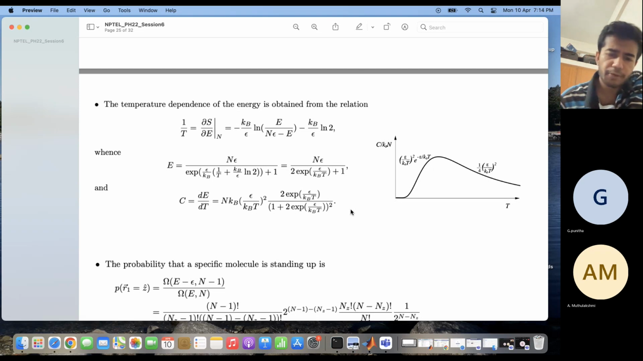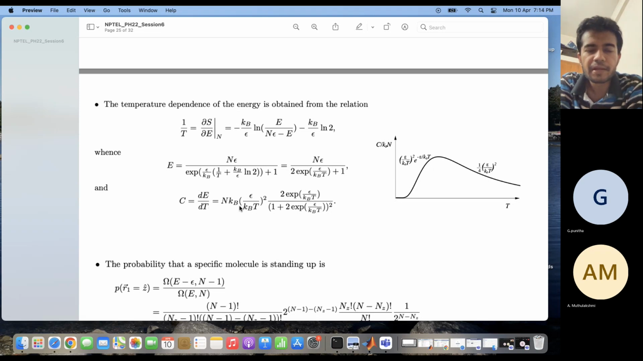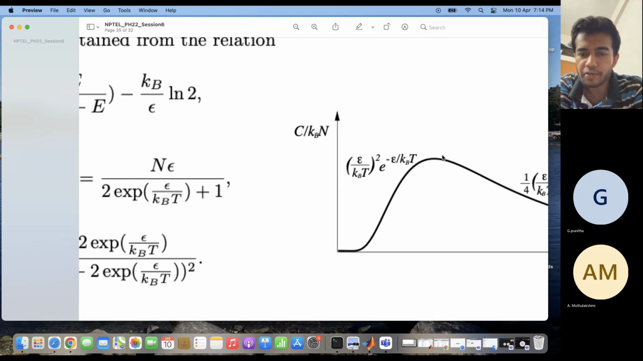Right. So in the limit of t going to 0, e to the power of this quantity goes to infinity. So this becomes equal to c equals N kB (epsilon by kBT) whole square into e to the power of minus epsilon by kBT. So that goes to 0 exponentially. So as T goes to 0, it scales as (epsilon by kBT) whole square e to the power of minus epsilon by kBT, which is written over here. This is the low temperature limit.